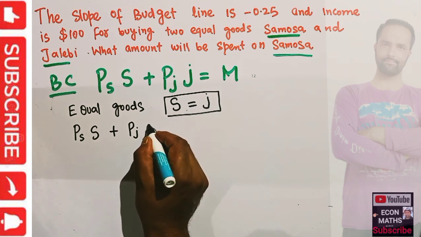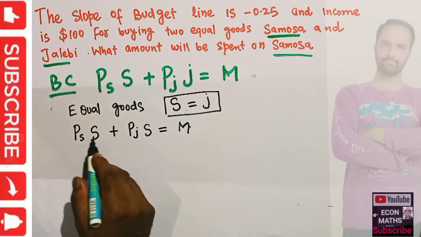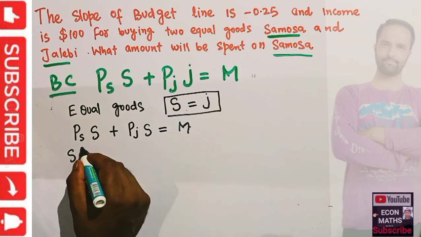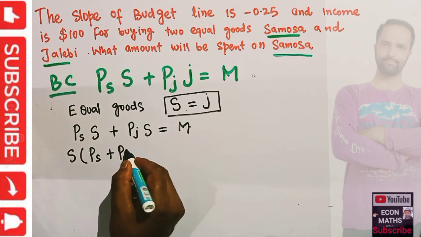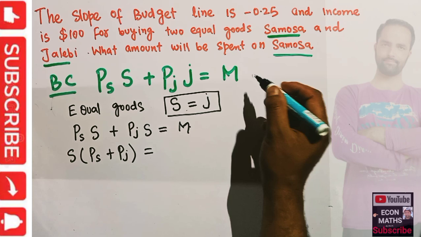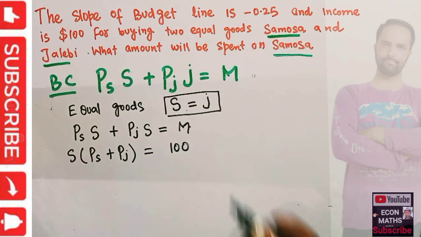So let me write it here again. S should be equal to total income, which is M. Okay, let's take S common. We are left with price of samosa plus price of jalebi should be equal to our income, and income is being given as $100. Let me write it here, 100.